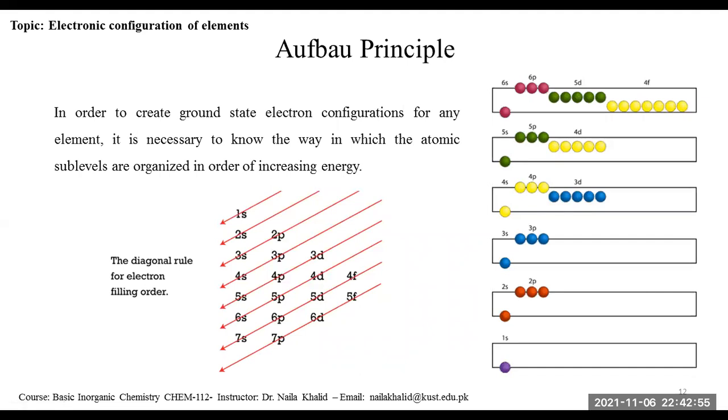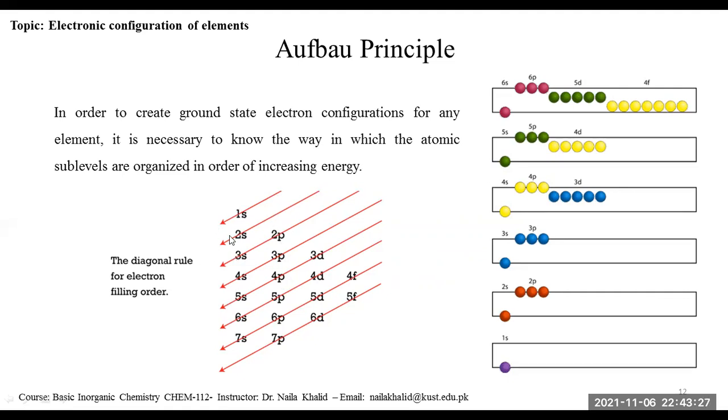The Aufbau principle is a third principle which shows how the orbitals are arranged in order of their increasing energy level. So this is the way these orbitals are written. For example, K shell has only one s orbital, L has two s and two p, M has 3s, 3p and 3d, N has 4s, 4p, 4d and 4f, then O, P, Q. So you can write it in this way.